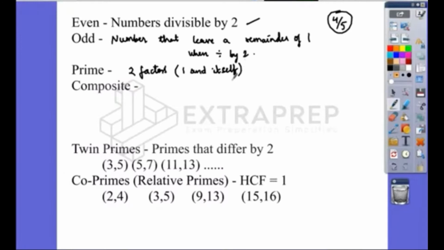Now you can't take the vice versa. You can't say numbers divisible by 1 and itself are prime. Every prime is divisible by 1 and itself, but every number that is divisible by 1 and itself need not necessarily be prime. For example, 1 is equal to 1 and itself, 0 is equal to 1 and itself. These two are divisible by 1 and itself, but still these two are not prime numbers because 0 cannot be calculated at all.